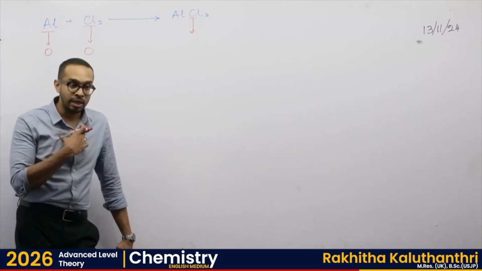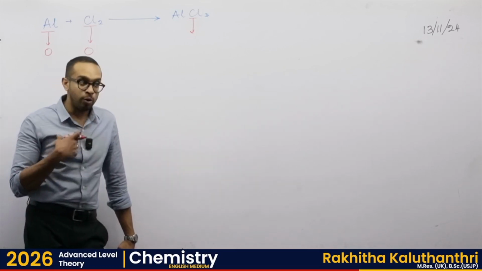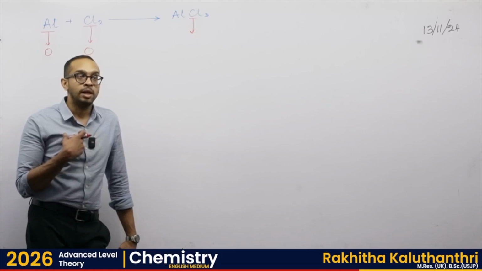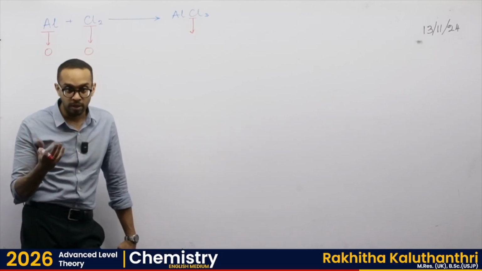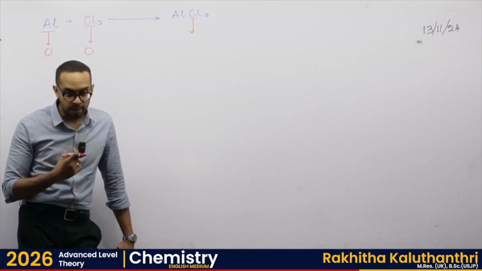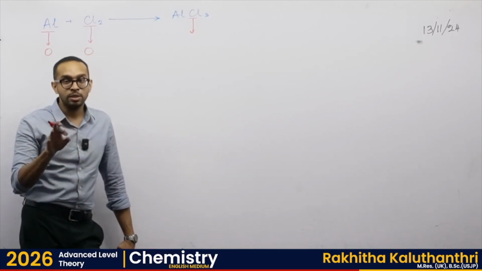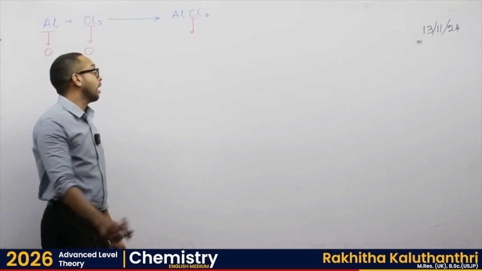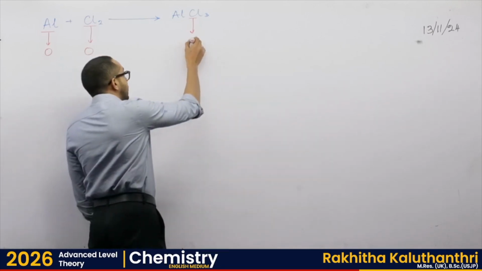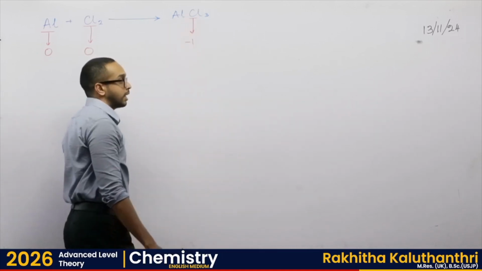If chlorine is connected to a more electronegative element like fluorine, chlorine becomes +1. If chlorine is connected to something like oxygen, which is also more electronegative than chlorine, then chlorine becomes +1. Except for those, in every other instance chlorine is usually -1. We mentioned that last week under the rules. So this is -1, and you can find the oxidation state of aluminium, right?